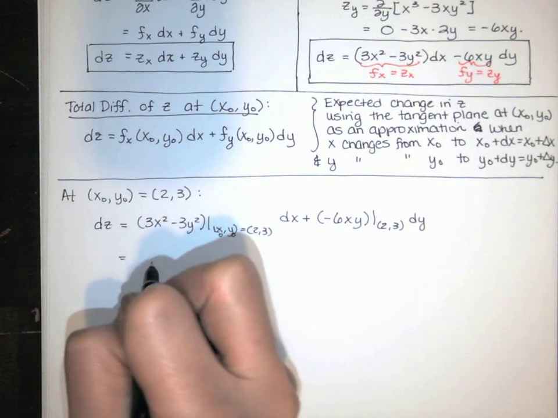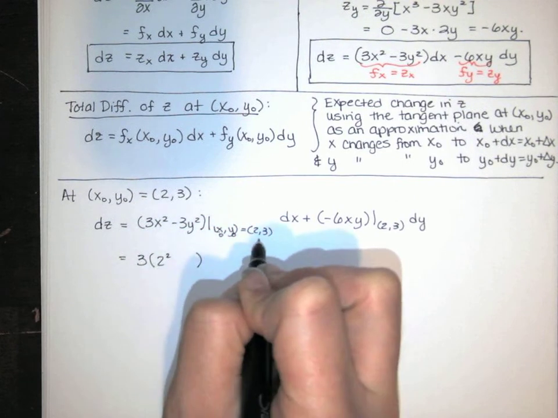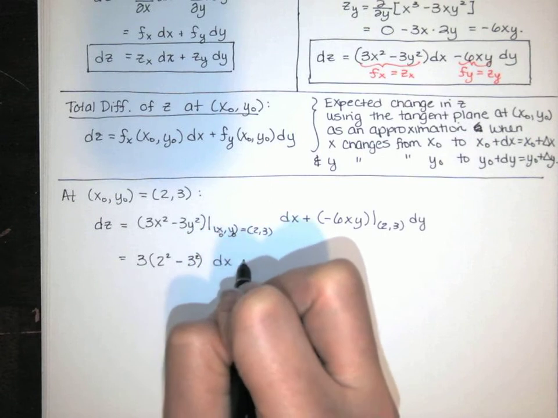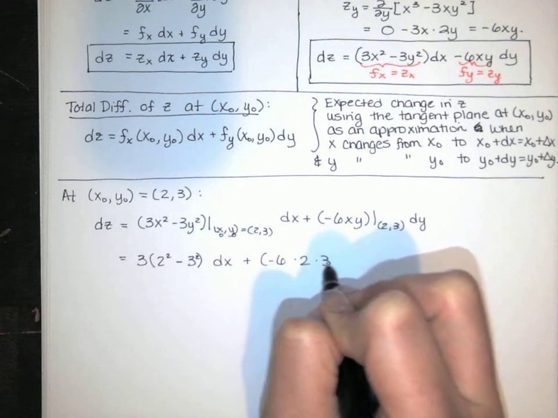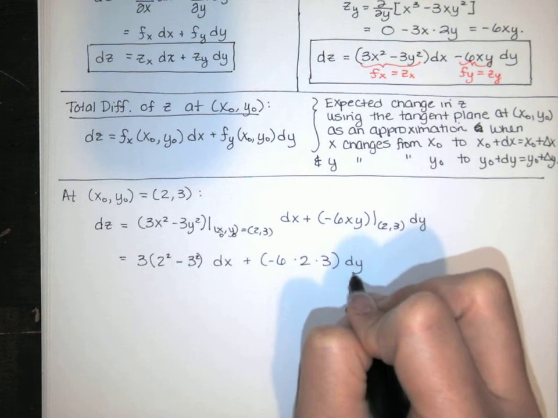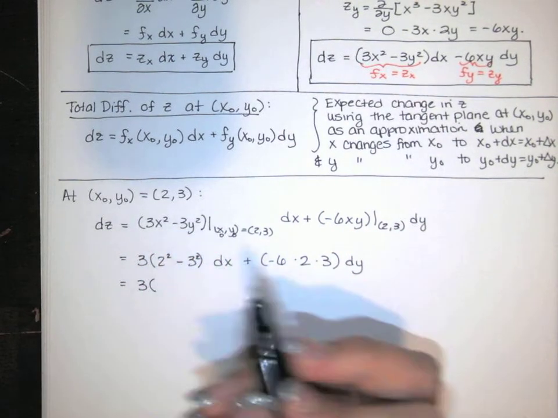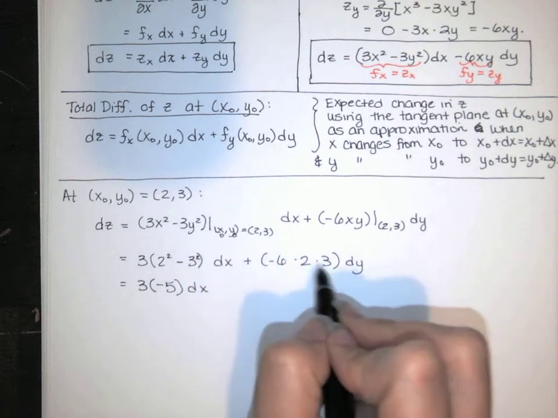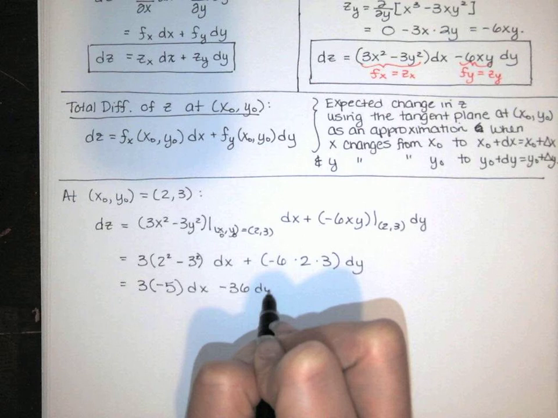I think I'm going to factor out that 3. So I have 3 times x squared minus y squared times dx plus negative 6 times x times y times dy. Just doing arithmetic now. 4 minus 9 is negative 5. And that's negative 6 times 6, which is negative 36.